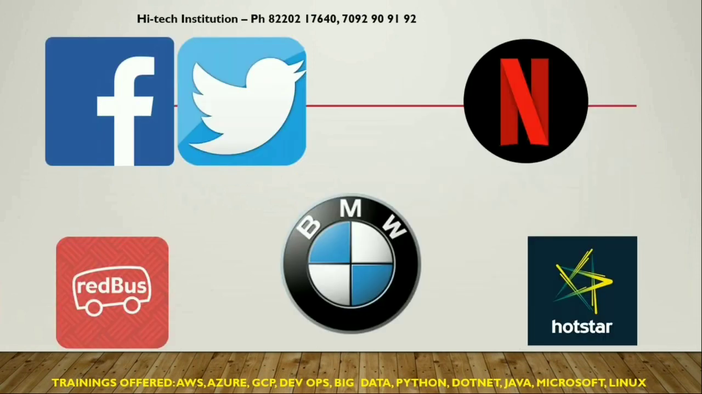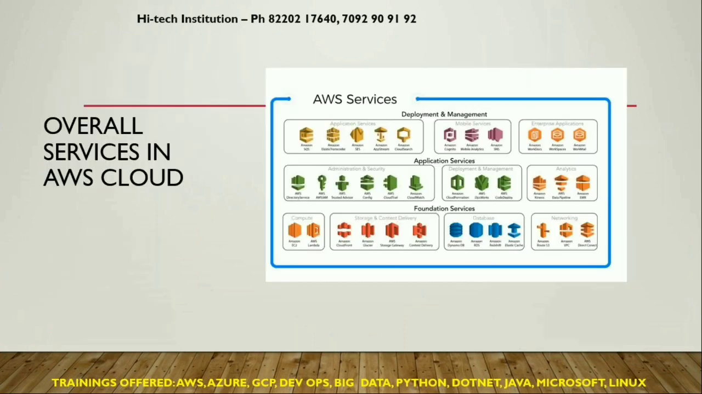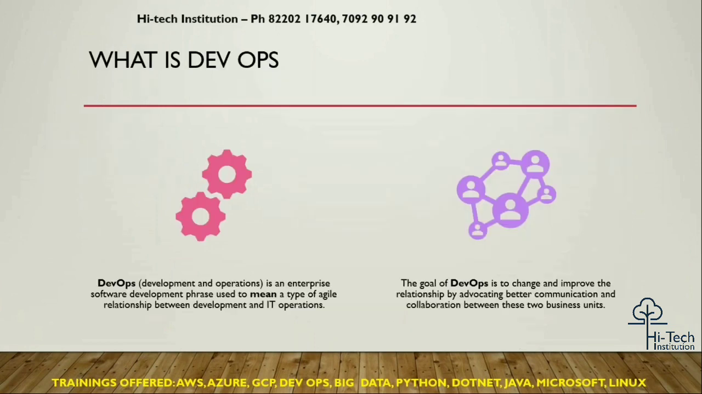We all know them. The icons you are seeing here are the peak companies in the world today: Facebook, Twitter, Netflix, BMW, Redbus, Hotstar. These are the peak companies and organizations, and 100% they depend on cloud. They made their own automation in their platform. It is not simple automation, it's purely DevOps oriented automation. Most of these companies belong to the AWS cloud. Now I'm coming to today's agenda.